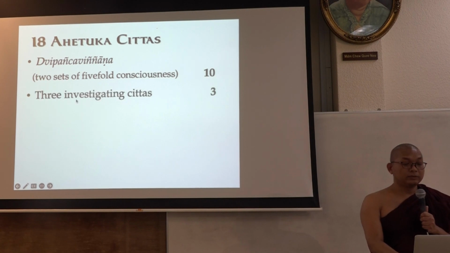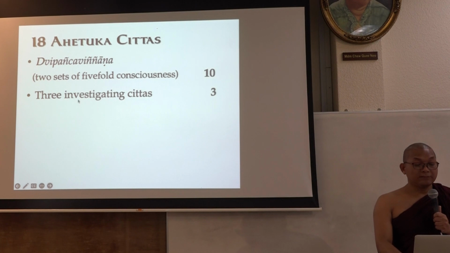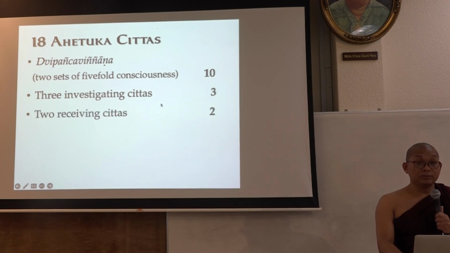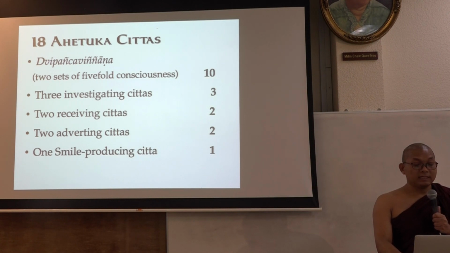Another one is 3 types of investigating consciousness: 3 investigating cittas, 2 receiving cittas, and 2 adverting cittas. Adverting citta means 5 door adverting consciousness and mind door adverting consciousness. And the last one is 1 smile producing citta. Altogether 18. So this is another way to classify the 18 ahetuka cittas.